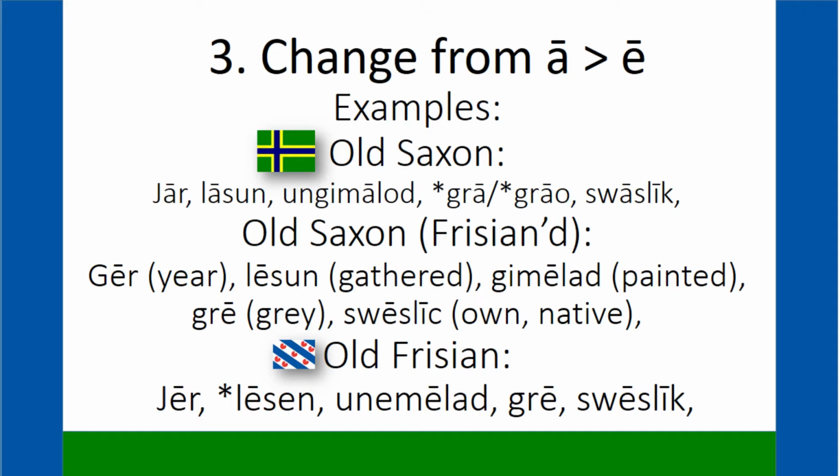Moving on to the Frisianized Old Saxon, we have, assuming the G here is palatalized, a yer, lezun, jemelad, gre, sweslik. And with the Old Frisian, we have yer, lesen, onemelad, gre, and sweslik.